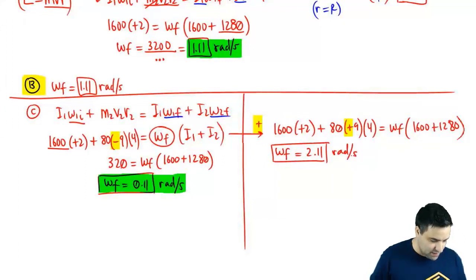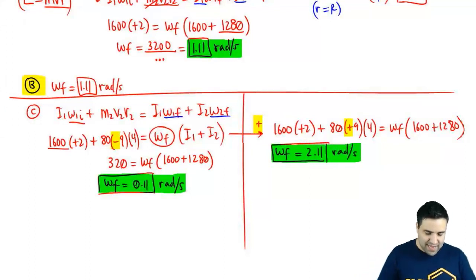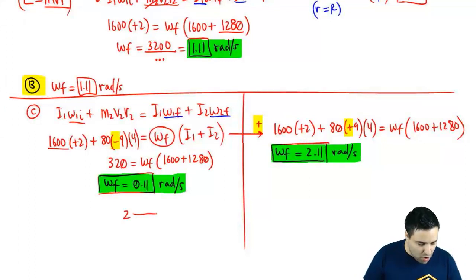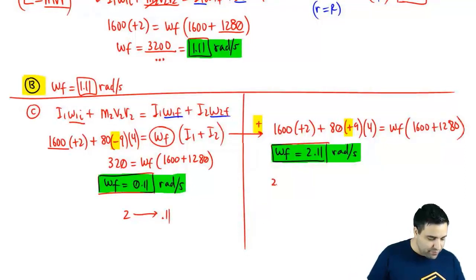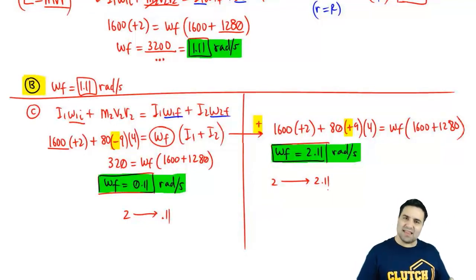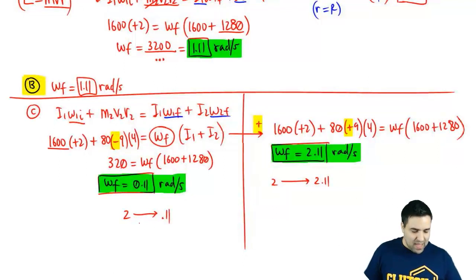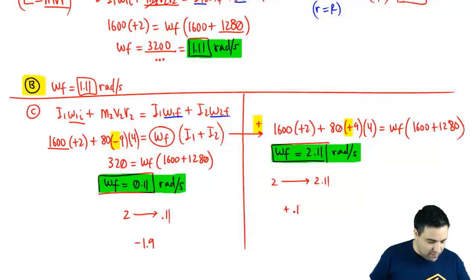So let me talk about these two answers real quick. Here, you went from 2 all the way to 0.11. So you changed your velocity a lot. Here, you went from 2 to 2.11. So you might be thinking, actually, that's not that much more. So why was it that if I was going with 9 one way, I lost almost all of my velocity, right? The change here is like you lost like 1.9 of omega, and here you only gain 0.11.